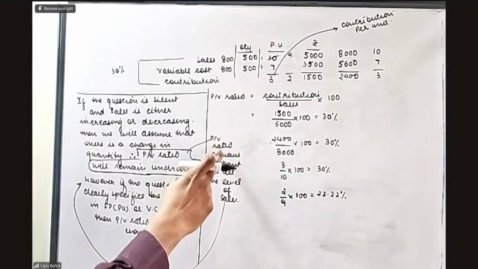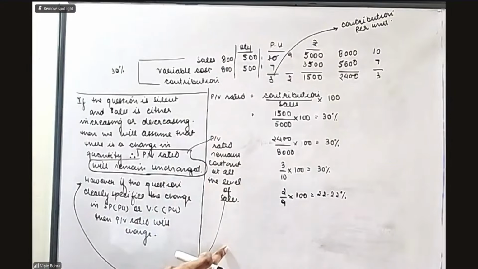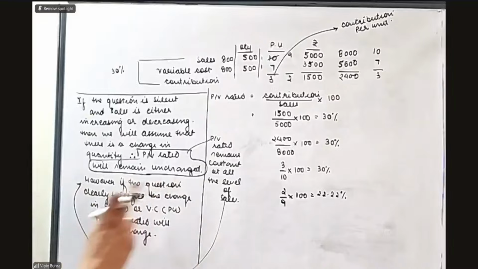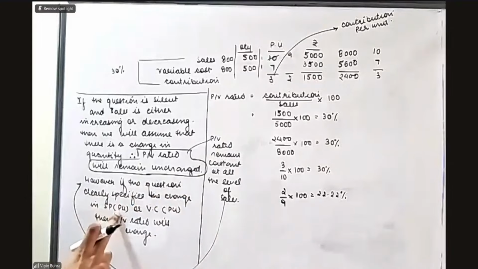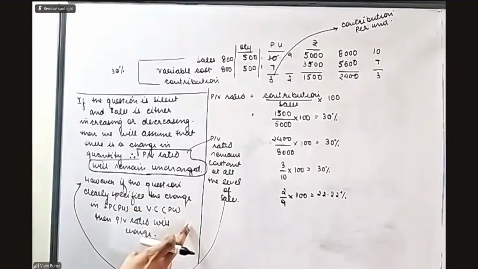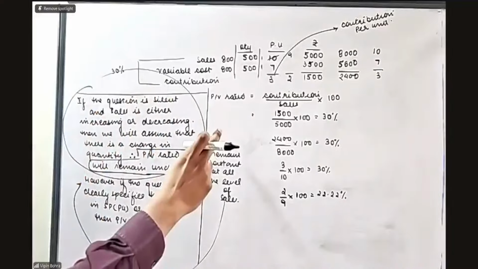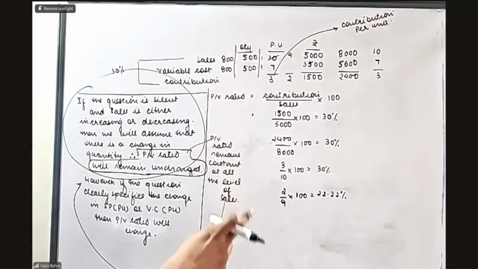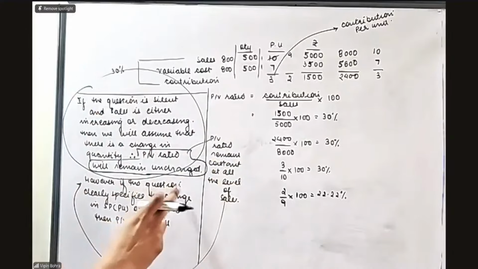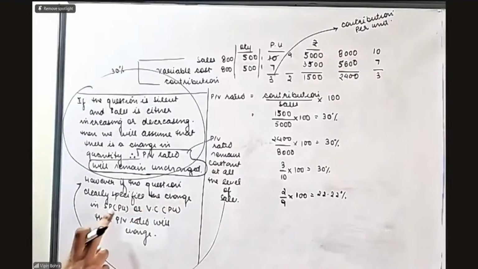So in short, the PV ratio remains constant at all levels of sales. However, if the question clearly specifies a change in selling price per unit or variable cost per unit, then only the PV ratio will change. This is the detailed point.